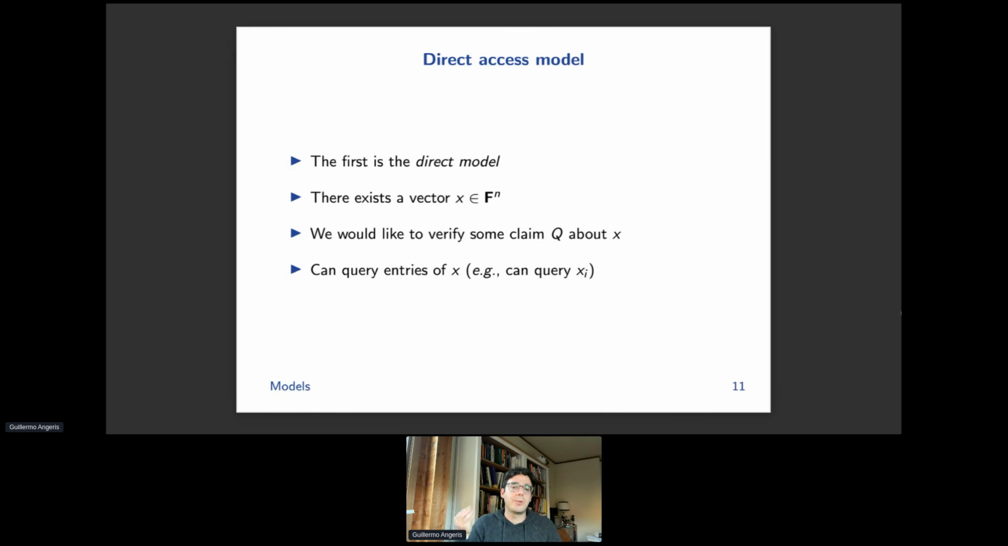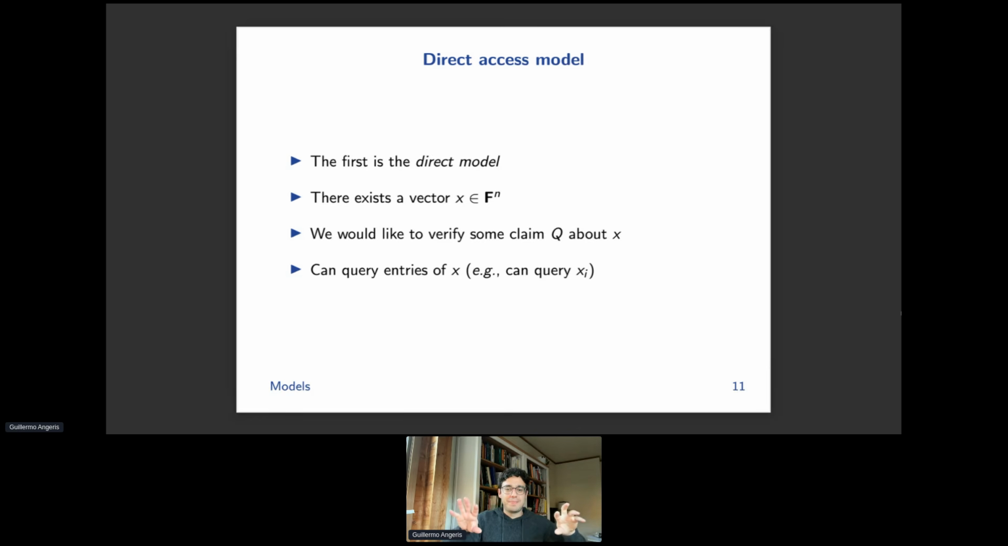In this model, the only thing we're allowed to do is query individual entries of x. Every time we do that, we pay some cost. The cost is left unspecified, but we care about the number of queries that we do in order to verify this claim. The way to think about this model is you have a little hard drive. Someone tells you, I need you to verify this thing about x, and they hand you a hard drive, and the hard drive is truthful. So you can plug that hard drive into your computer and verify the things that you need to verify directly.